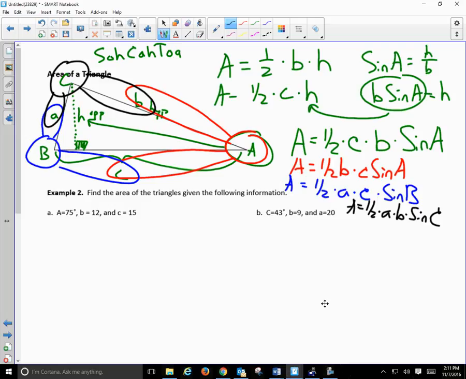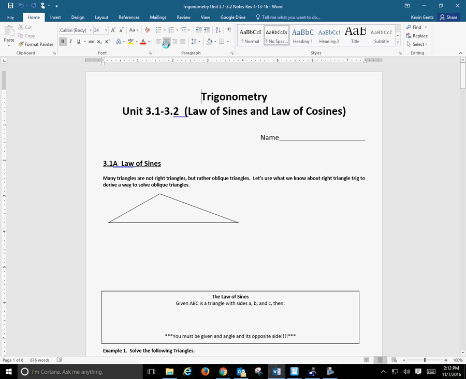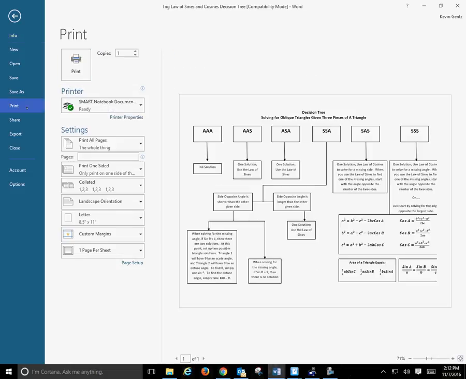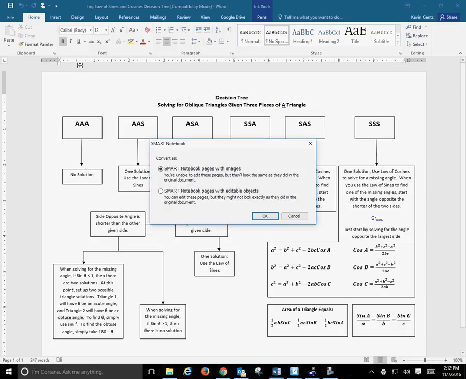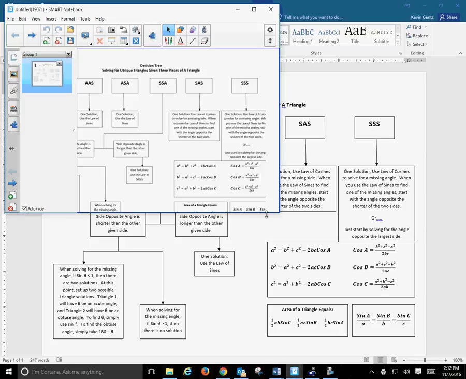So flip to the very back of your notes. You have that big sheet that has a whole bunch of stuff written on it, okay? On that very last page, you can see there's a couple important pieces. Number one, we'll talk about this decision tree and deciding whether we have one solution or two solutions or no solutions. And that's really something we're going to get into tomorrow.